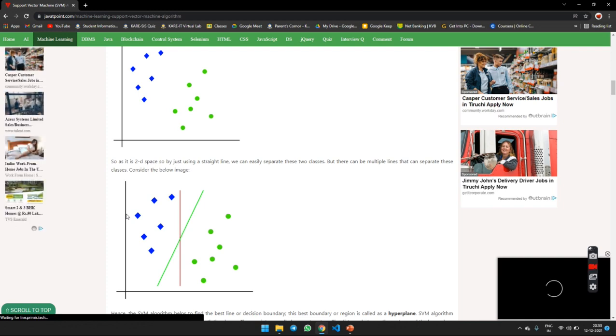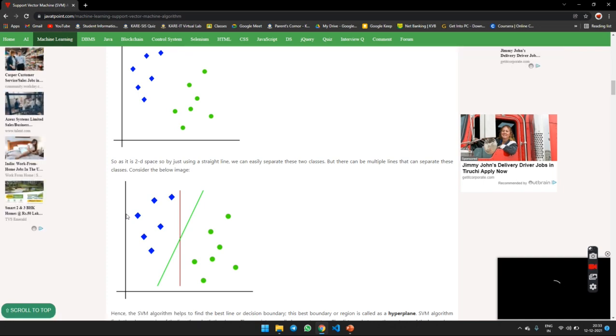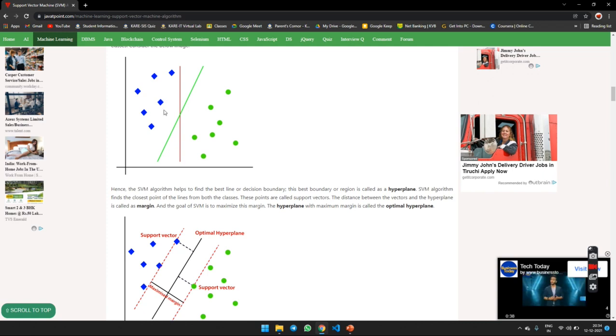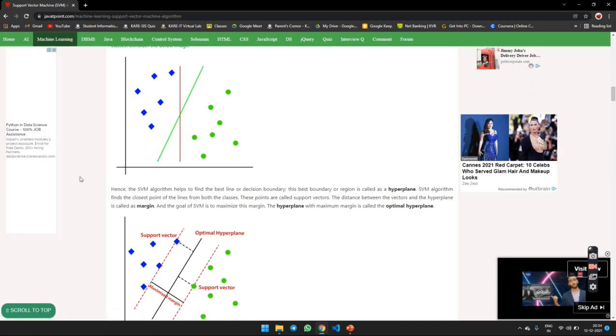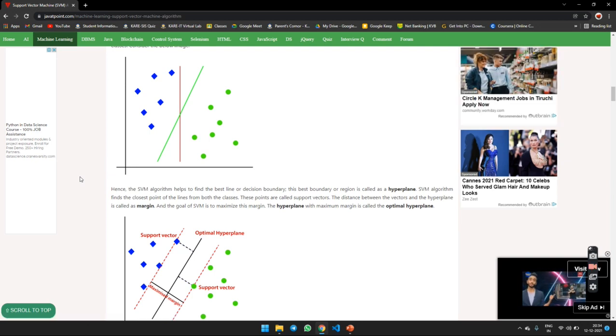But there are multiple lines that can separate the classes, which makes choosing the classifier a difficult job. This is why SVM helps to find the best decision boundary. This best boundary or region is called the hyperplane. The SVM algorithm finds the closest points of the lines from both the classes, and these points are called support vectors. The distance between the vectors and the hyperplane is called the margin, and the goal of SVM is to maximize the margin. The hyperplane with the maximum margin is called the optimal hyperplane.